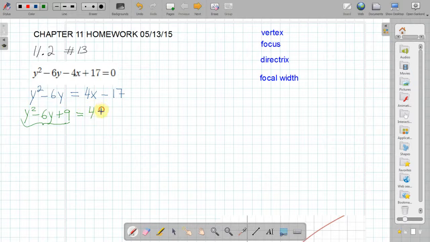Equals 4x minus 17. To keep the equation equal, we need to add the same thing that we added there, so plus 9. So now this is actually a perfect square binomial, which we can put as y minus 3. Remember, 3 is half of 6 squared, and this is equal to 4x minus 8.